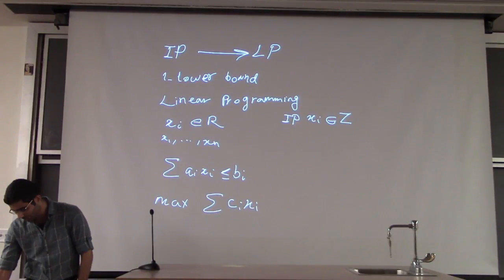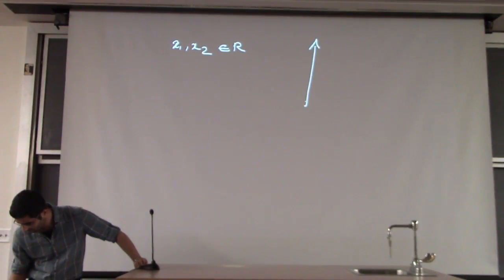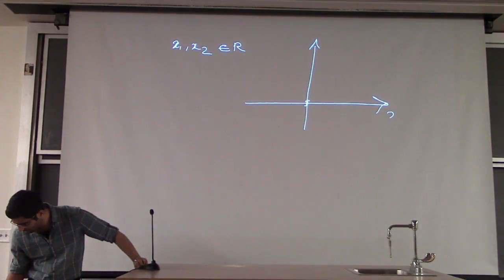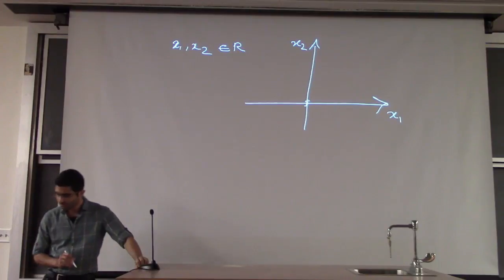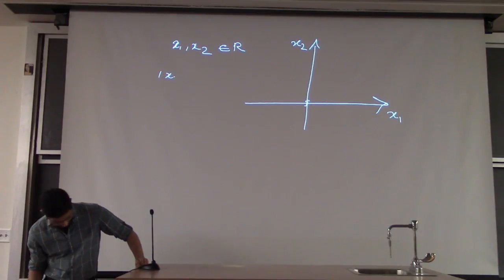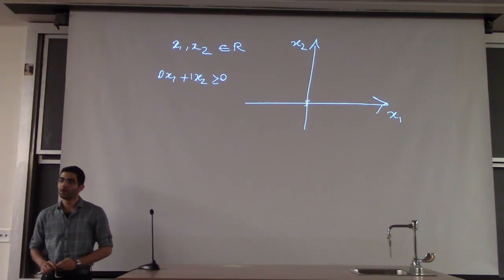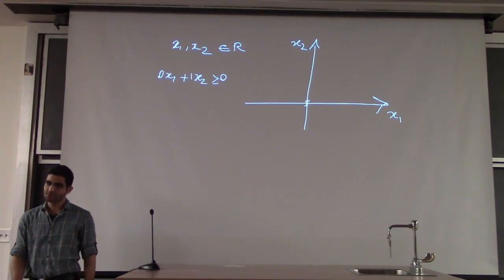Let's see an example in 2 dimensions because it's simple. So let's say we have just two variables, x1 and x2, and they belong to the real numbers. And let's say we have three constraints. The first constraint is 0 times x1 plus 1 times x2 greater than or equal to 0. So the first constraint is that x2 is greater than or equal to 0.